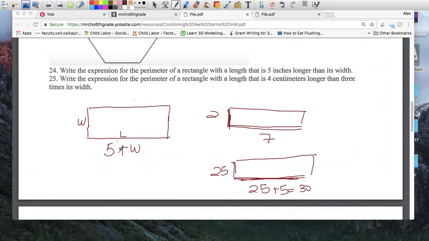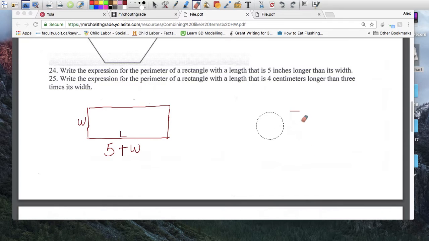Are we done? No. So based on that, we'll take this L out. So that's w, this is w, and I also know that this on top is 5 plus w. So we're going to add all of those to find the perimeter. Now we're going to do w plus w, plus the two lengths, 5 plus w and another 5 plus w. And we can add things that are the same.